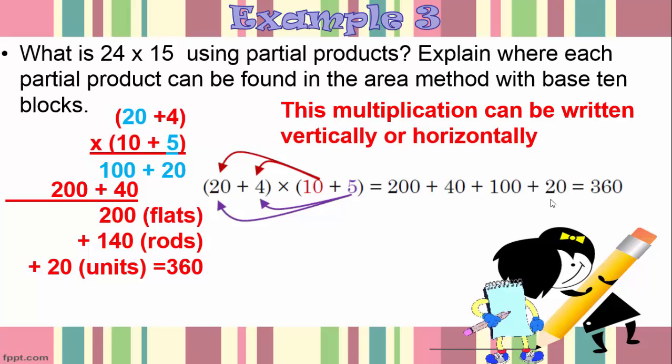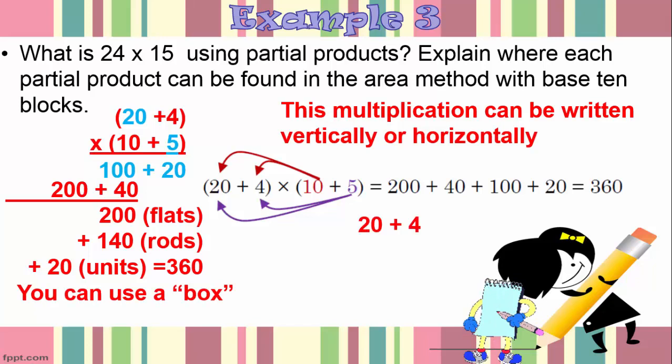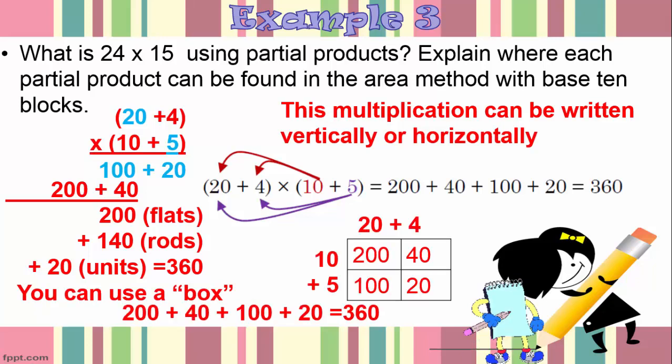And lastly, we could use the box method. And here again, we have the 200 to represent the flats. Adding these two together would represent the rods, and then finally the units, and that too would give us 360.